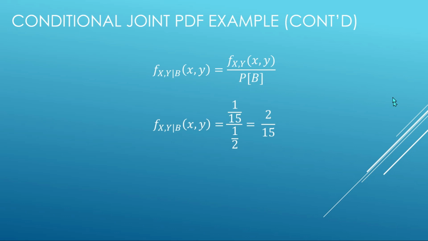Now we simply divide this function f of x comma y by this probability p of b. So 1 over 15 divided by 1 by 2 gives 2 by 15. So this is the probability of x comma y given b. It means that if the event is x plus y must be greater than or equal to 4, then the joint probability of x and y is 2 by 15 for continuous random variables x and y.